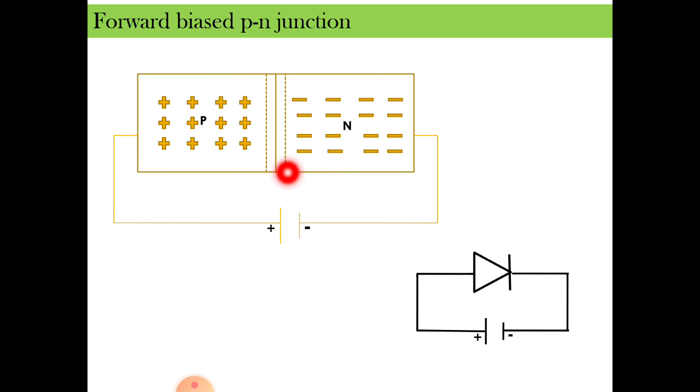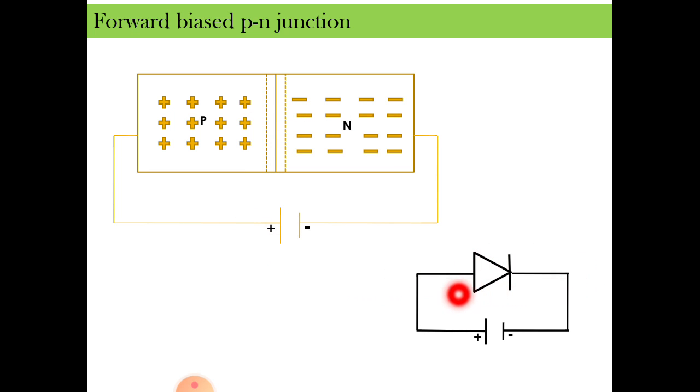This is a PN junction. When this PN junction is connected to the battery, the P-type region is connected to the positive terminal of the battery, and the N-type region is connected to the negative terminal of the battery. When this type of arrangement is developed in the PN junction, then the junction is said to be a forward bias PN junction.